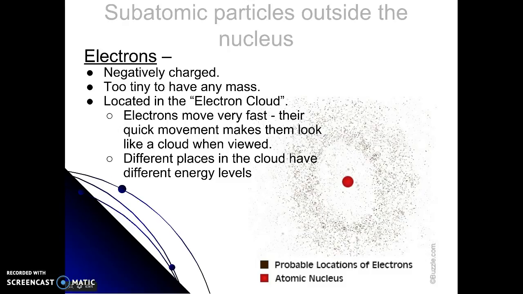If we're looking at the cloud, different levels or different distances from the nucleus, which is the red, are different energy levels. And so when we get into Bohr diagrams, we're going to start talking more about energy levels, and we're going to start talking about how those energy levels affect how things bond together.